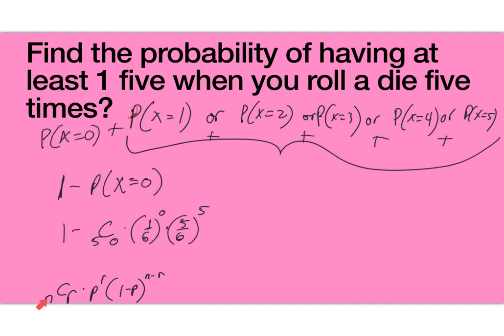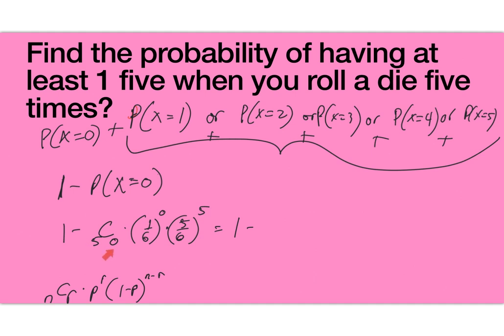And again, n is the number of rolls, n is the number of trials, however you think. r is the number of successes that we want. p is the likelihood of whatever it is I'm doing that I want. I want to roll a 5, so that's 1/6. 1 minus p is the not 5. So 1 minus 5, choose 0.